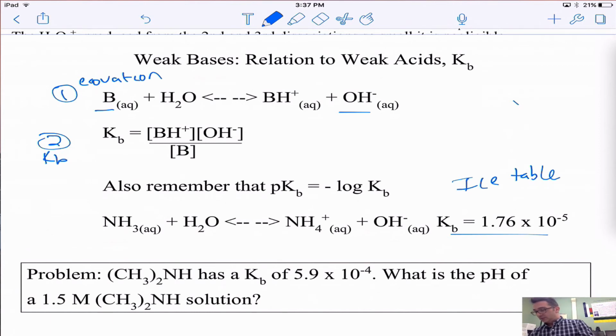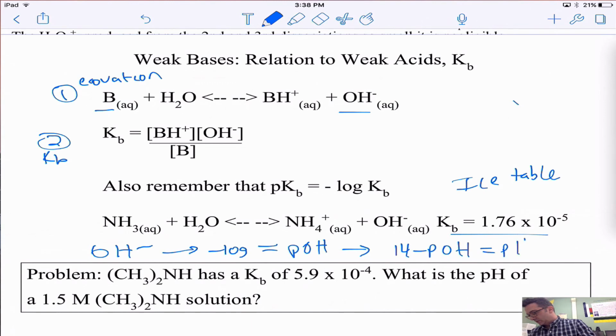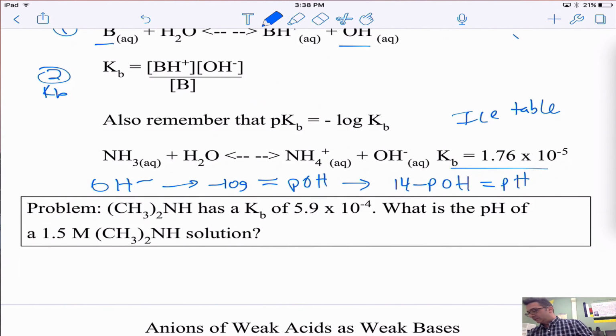have my Kb. If I have my initial concentration, I can find my OH minus. The only difference with these Kb's is that when you find the OH minus and then you do the negative log of that, you're finding the pOH. And then from there, you have to do 14 minus the pOH. That'll get you the pH. So again, I'd love it if you could try this next problem here. So for this video, there's really 3 problems that you're trying. You're trying the 2 Ka problems, and you're trying this Kb problem.